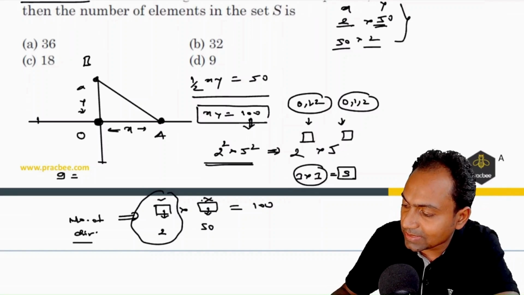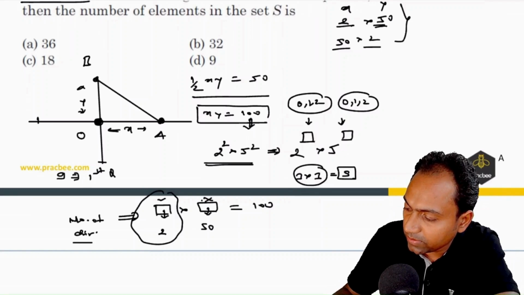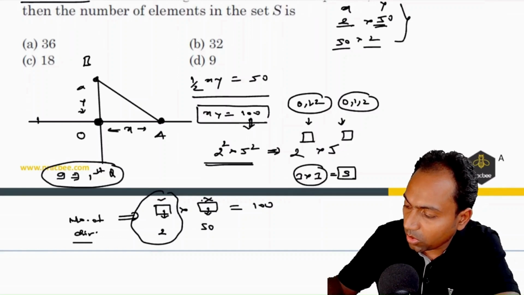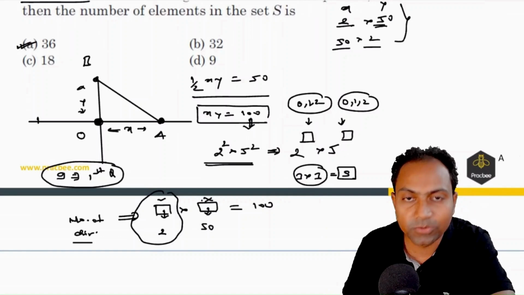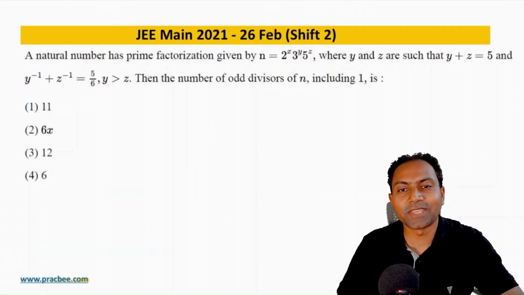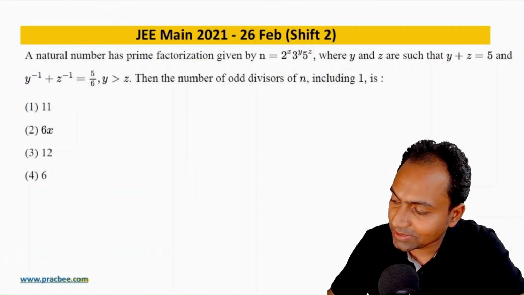But since this is the answer only in the first quadrant, the answer in all the quadrants that are possible would be 4 into 9, that is 36. Hence option A becomes correct. Now this question is again a very simple question based on prime factorization.